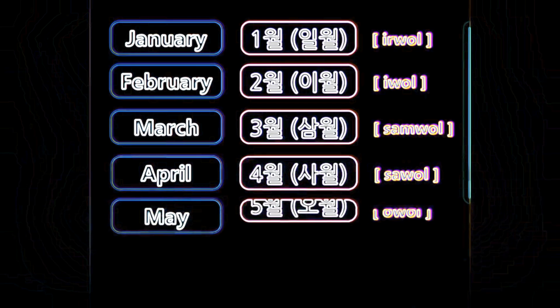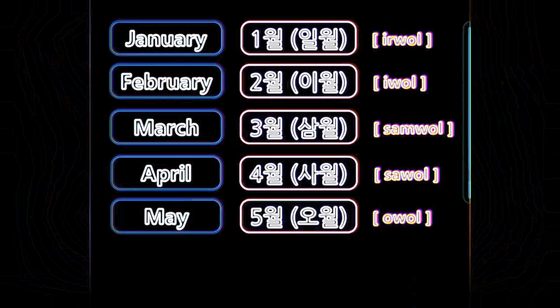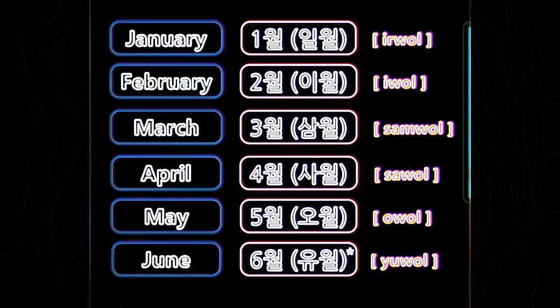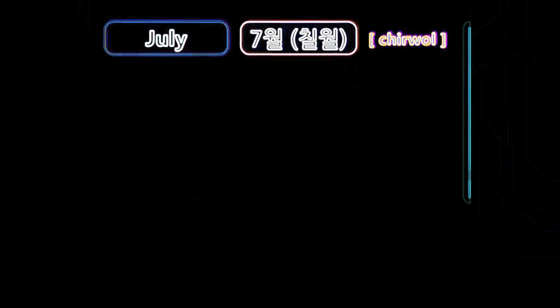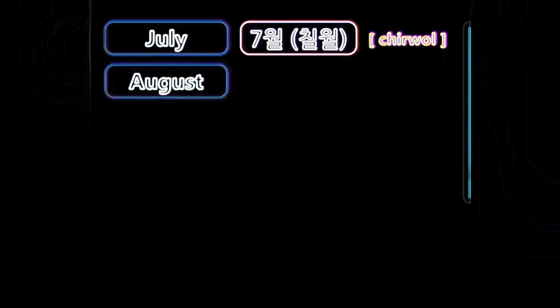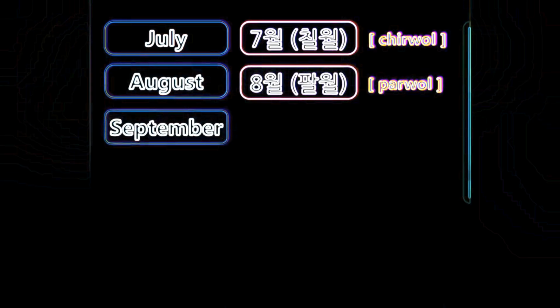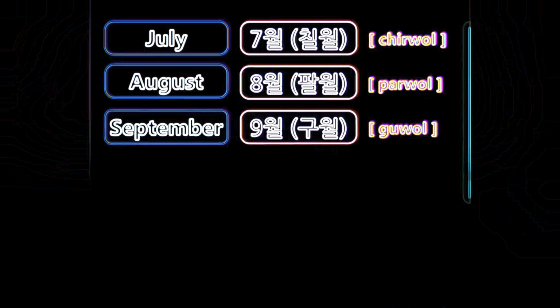May 5월, 5월, 5월. June 6월, 6월, 6월. July 7월, 7월, 7월. August 8월, 8월, 8월. September 9월, 9월, 9월.